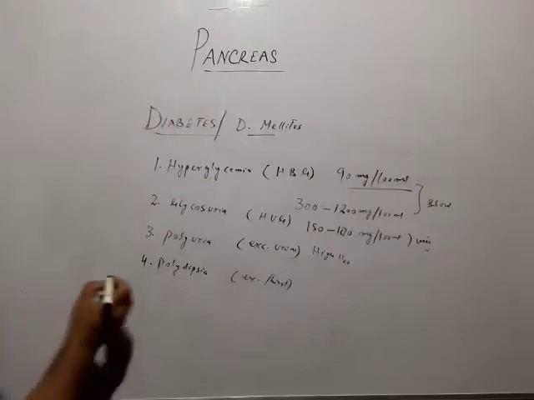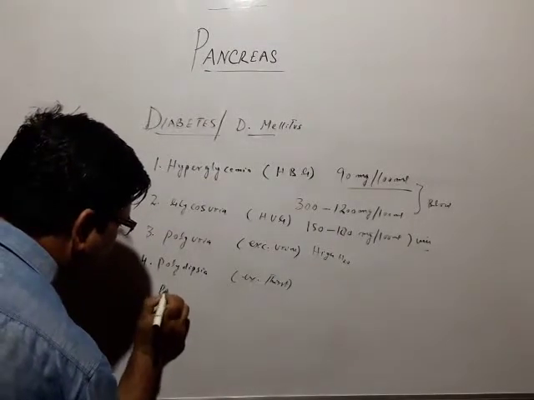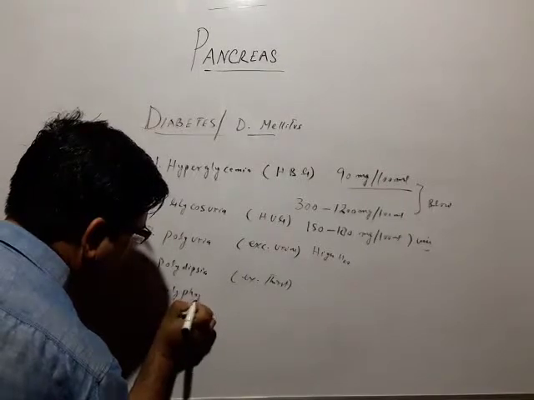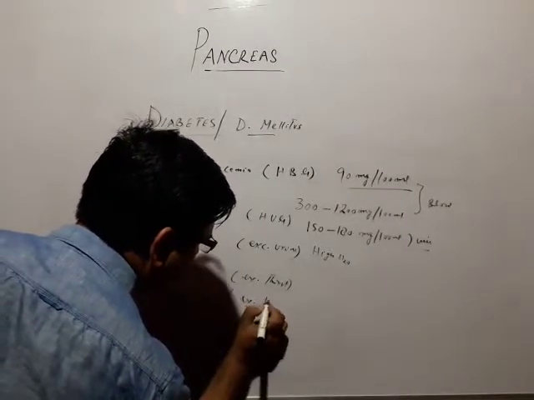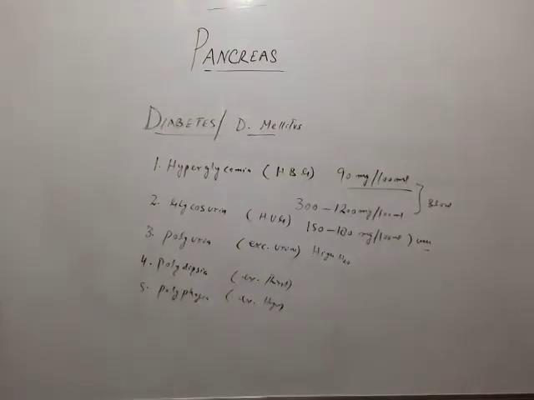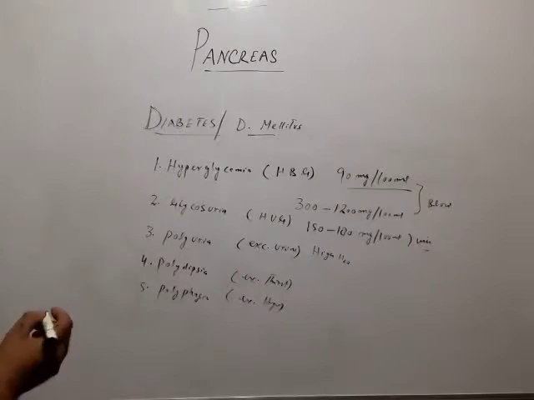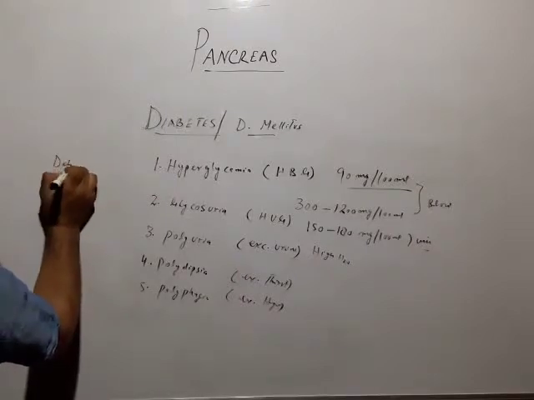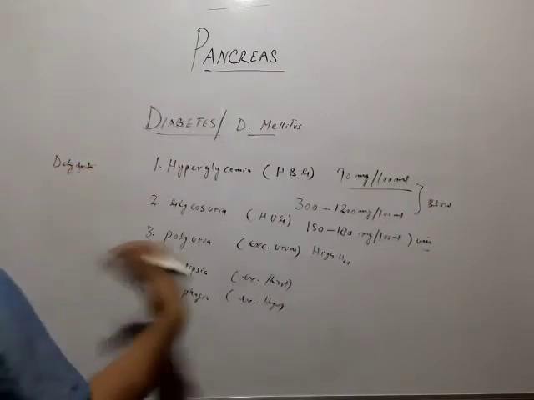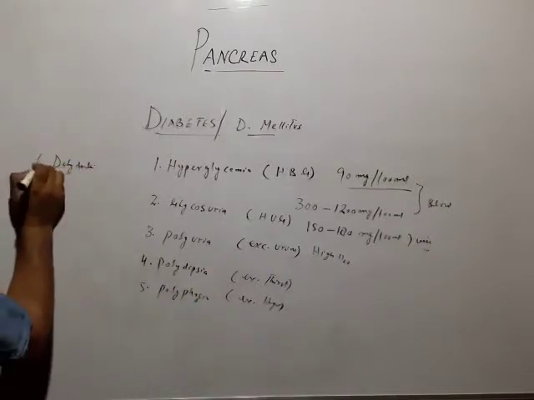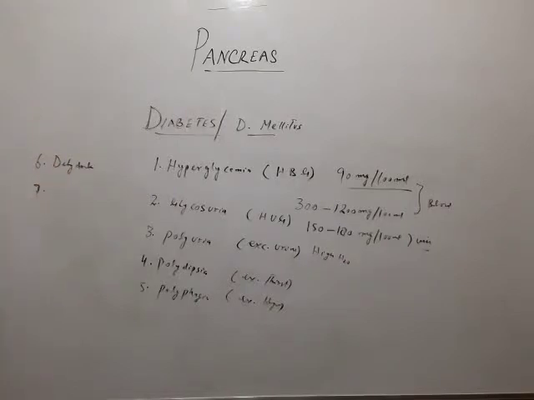We also feel polyphagia, that is excessive hunger, because whatever glucose we take gets lost outside the body in urine. That's why we feel high hunger, polyphagia. We also have dehydration. Because the water gets outside the body, we feel dehydration. Sixth is this dehydration.